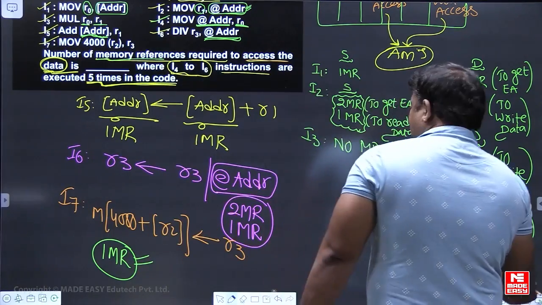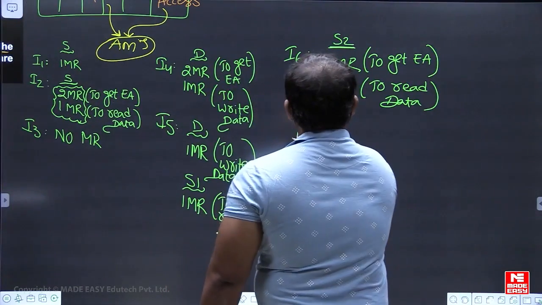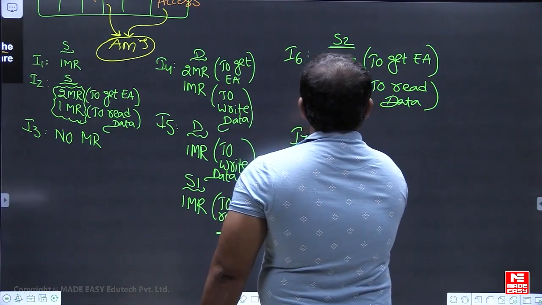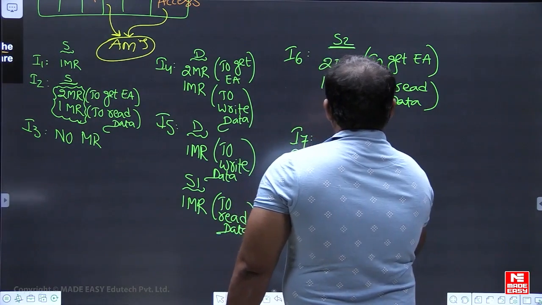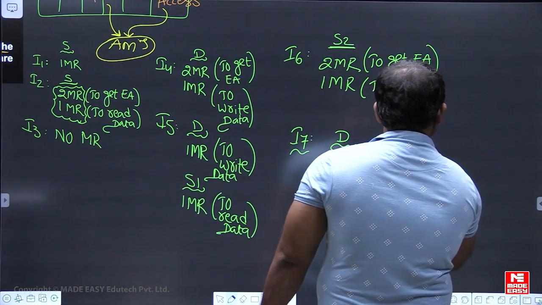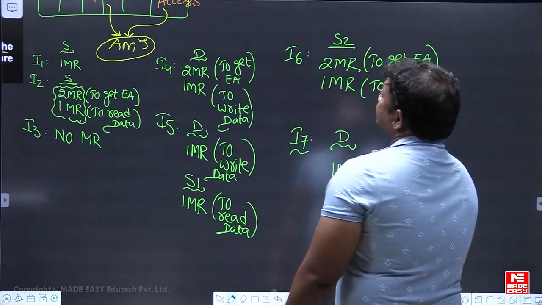So here I7, this is the destination. It requires 1 MR. For what purpose? To write data. Is it clear? Very good.